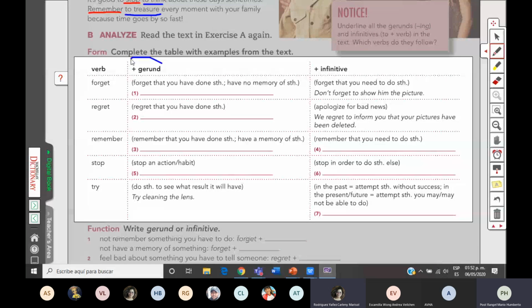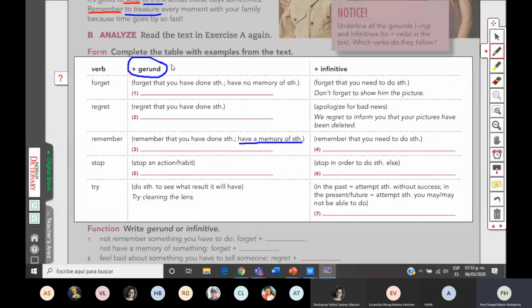remember with gerund form, it means that I have a memory of something. Like I remember going to a party with my friend, so I have a memory of it. I remember taking a picture. I remember watching movies with my parents when I was a kid. I remember breaking my arm when I was playing. So remember with gerund, it means that I have a memory of something.